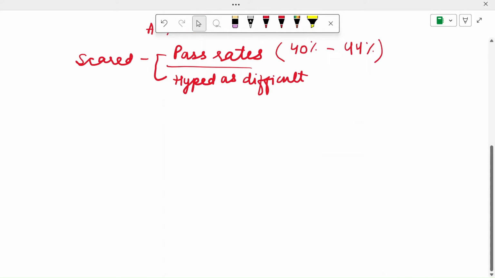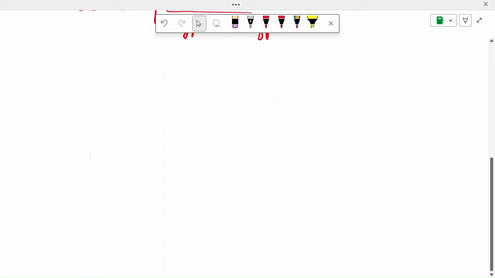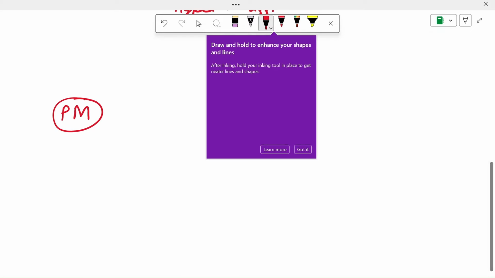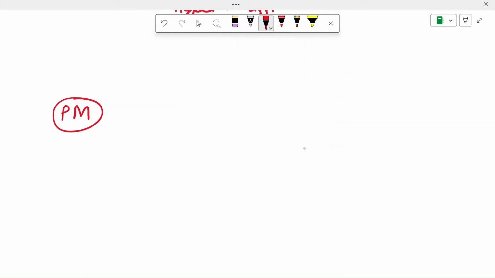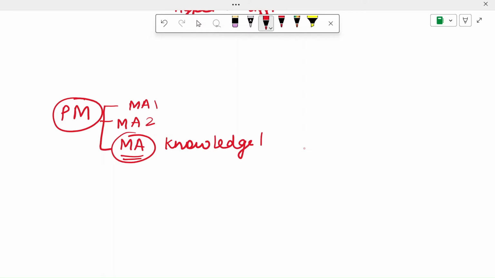Now, what if I have to explain in layman's language what PM, or performance management, is all about? So basically, it comes from the extensions of MA1, MA2. These are the fundamentals in professional accountancy papers, and MA is the paper that usually falls under the knowledge level. And a lot of people also get exemptions for this paper. So, if I talk about what PM exactly is, if you look at the name, it's performance management.